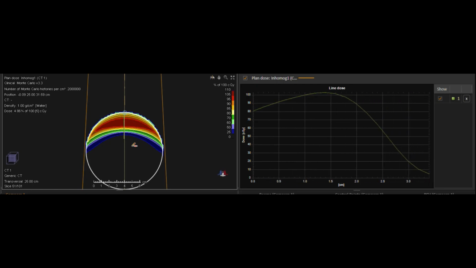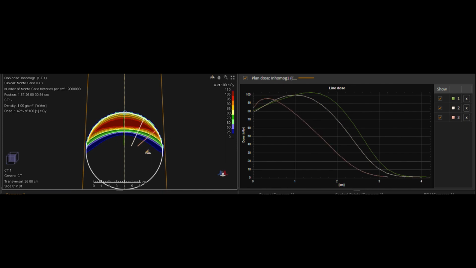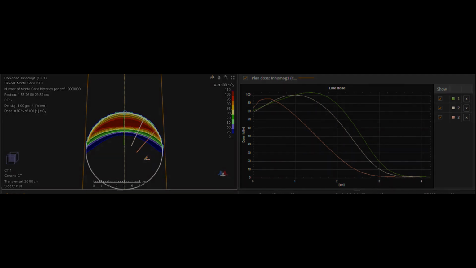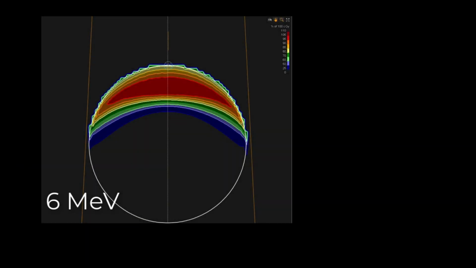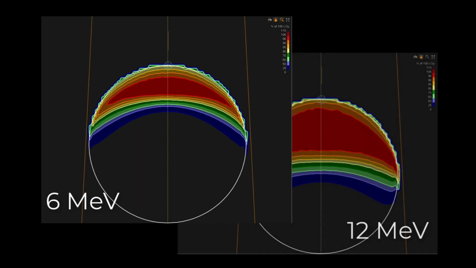So I could draw a PDD here. Here's the PDD through the middle. And then if I draw a PDD over here at the edge, like at a 45-degree angle, you'll see it's pulled up closer to the surface, and even more so as you go farther on the edge of this cylinder. There's an energy dependence as well. So this is 6 MV, and then at the bottom is 12 MeV, and you see that it's pulled even closer for 12 MeV, as you might expect.